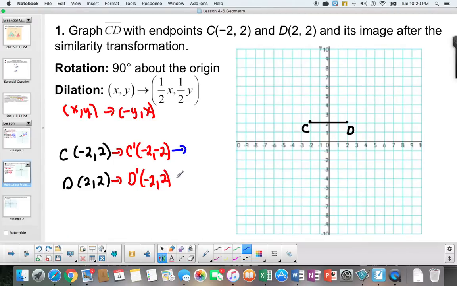Now I'm going to go straight into my next transformation. I'm not going to plot this one. I'm going to take half, so C double prime is going to be (-1, -1), and D double prime is going to be (-1, 1). So let's go ahead and graph this. (-1, -1), and then -1 up 1. So this is now C double prime, and this is D double prime. What we have seen happen is it goes through a rotation, so it's turned, and after it's turned, it goes through a reduction, and so that's the outcome.